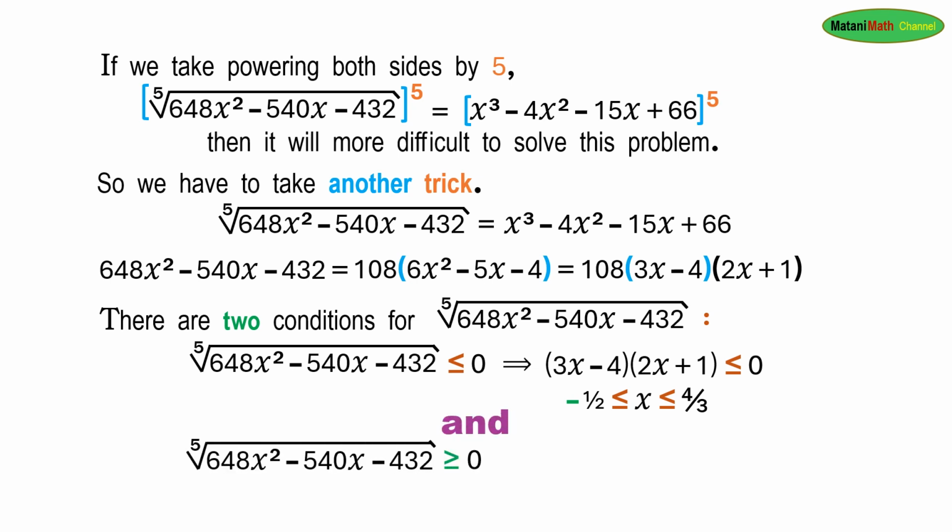The second, the fifth root of 648x squared minus 540x minus 432 greater than or equal to 0, then 3x minus 4 times 2x plus 1 greater than or equal to 0. So x less than or equal to minus half or x greater than or equal to 4 by 3.